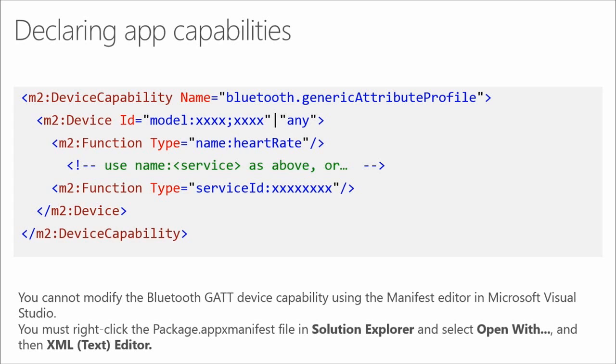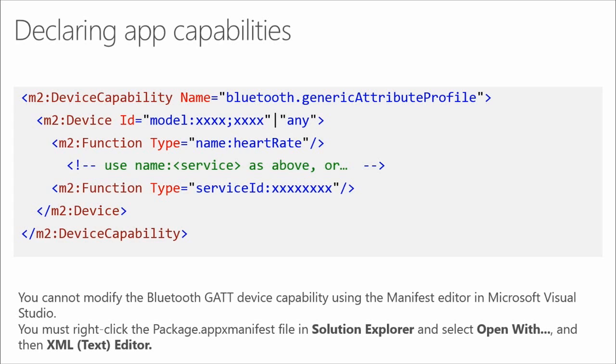So you can't go into the manifest designer and check some checkboxes and fill in some values and drop down boxes and things. You have to come in and manually edit this. So you need to right click in Solution Explorer, use Open With, and choose the XML text editor. And you go in and you add this in. I'll show you in a sample exactly where this goes.